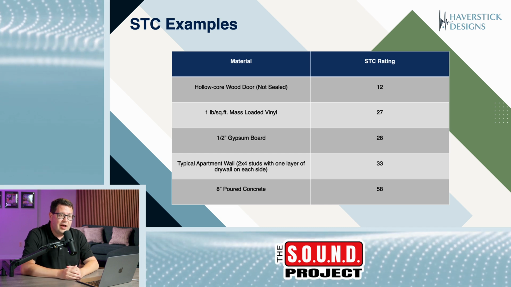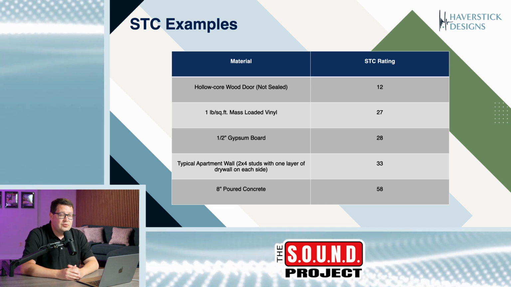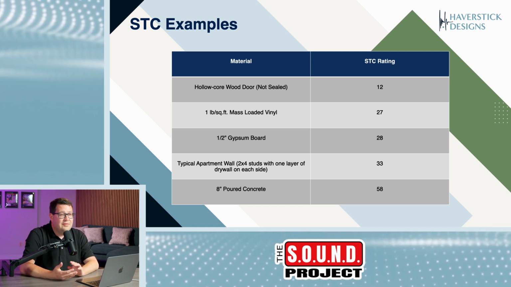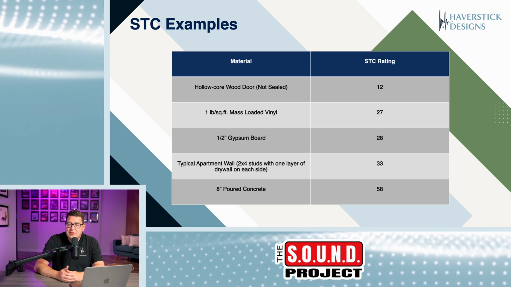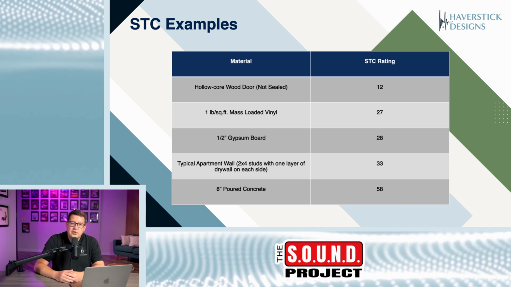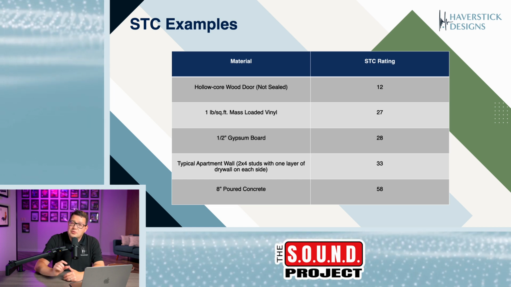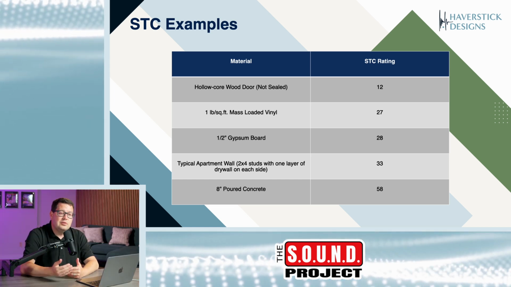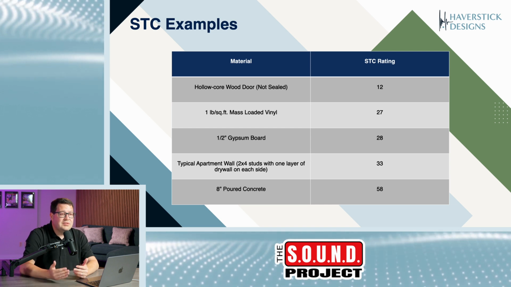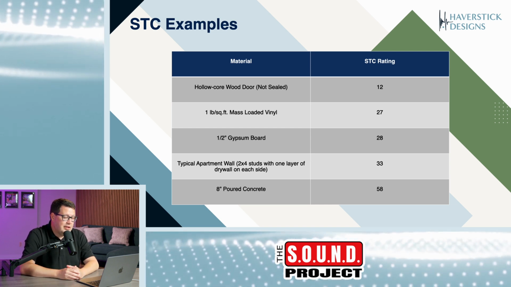Starting on this chart, you have a hollow core wood door that's not sealed. That's an STC rating of 12, which is very, very low, and because it is a hollow door, and if it's not sealed, you probably have heard me talk about the importance of making an airtight room or a waterproof room to make sure that isolation is as good as possible. Because it doesn't take much when it comes to a leak in the system for it to drastically reduce the STC level. So with an STC of 12, most sounds are going to be heard on the other side of that door, and that's very, very low.